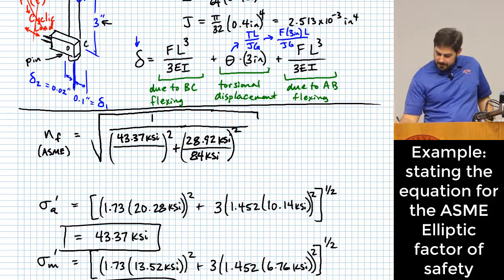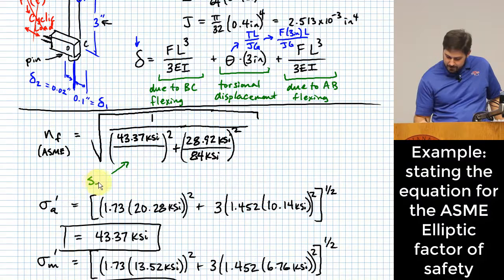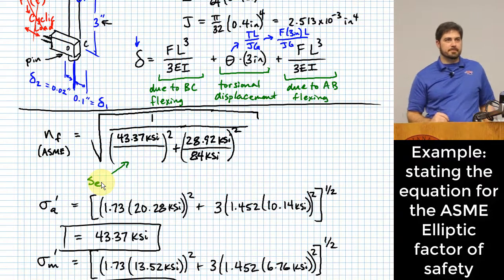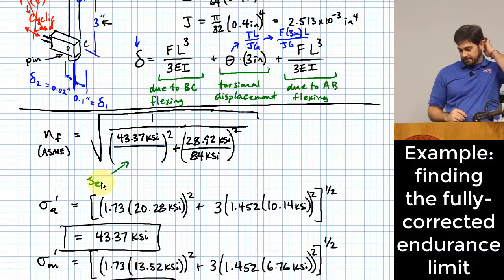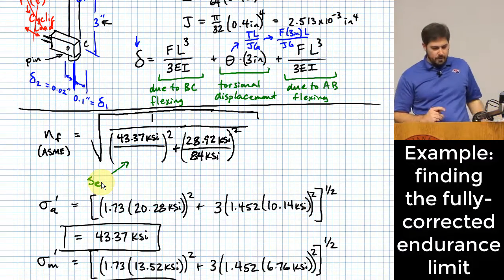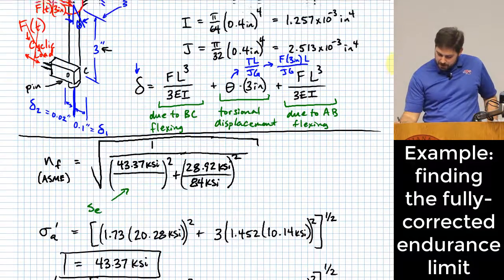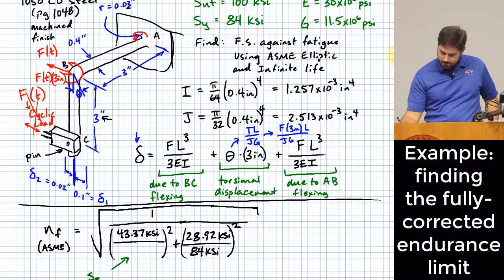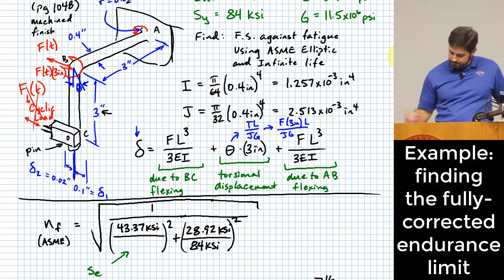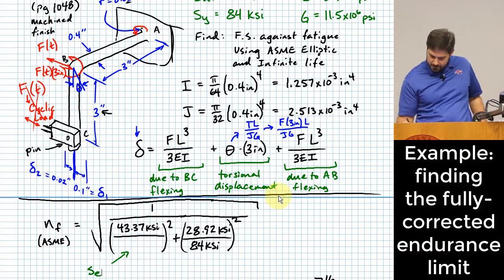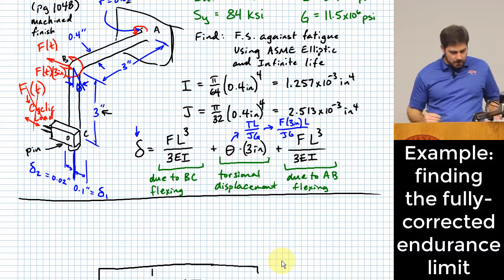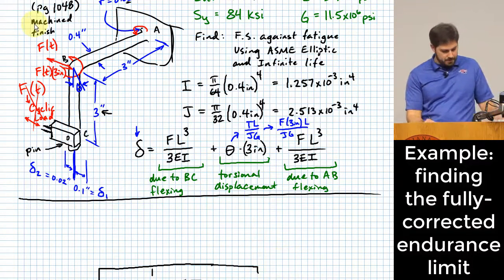We're missing the fully corrected endurance limit. Okay. What sorts of things do we need to correct for? Okay, surface finish is 1. What kind of surface finish is it? Machined.